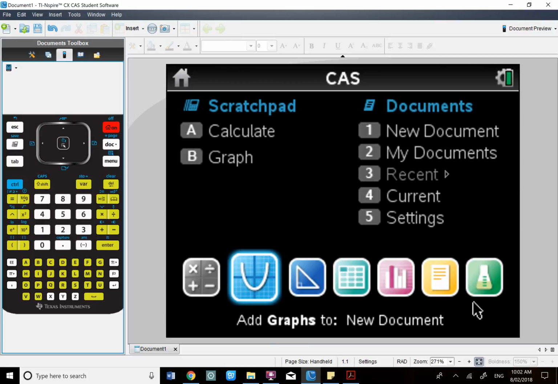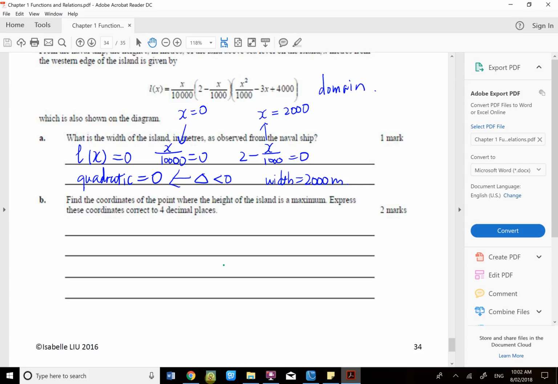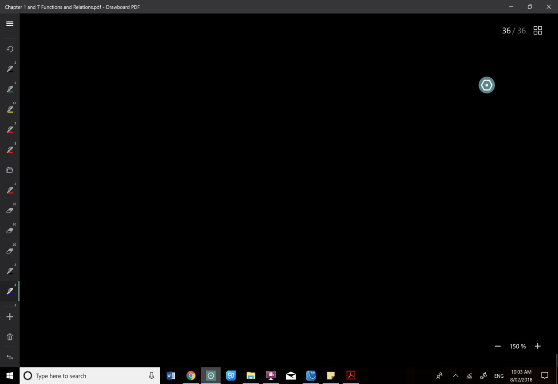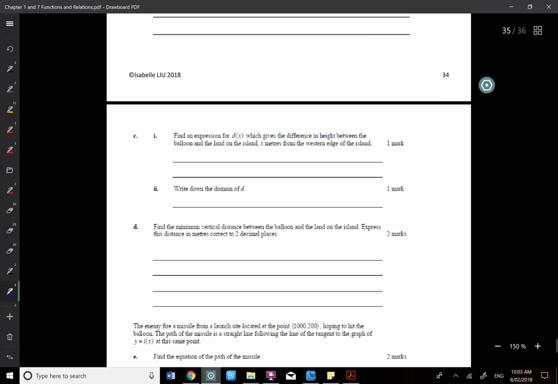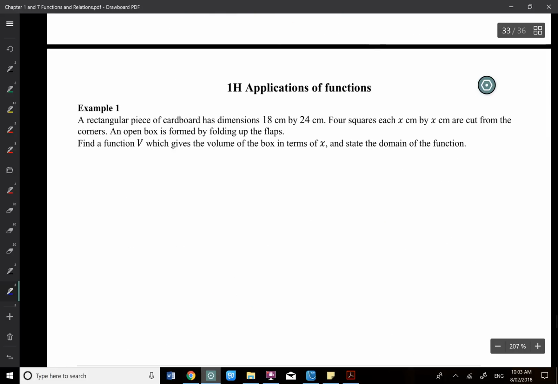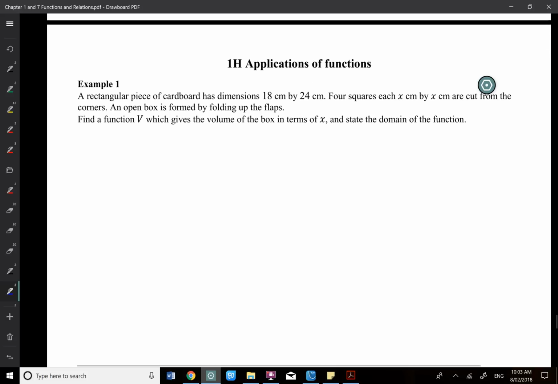Okay, back to the question. Let's think about the question now. The first one is a really easy question. I got that from the year 11 book. But this question is important because we're investigating domain, so you need to know how to solve for domain. A rectangular piece of cardboard has dimension 18 times 24.